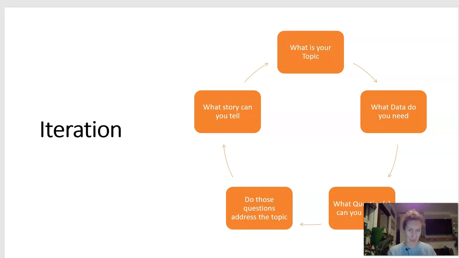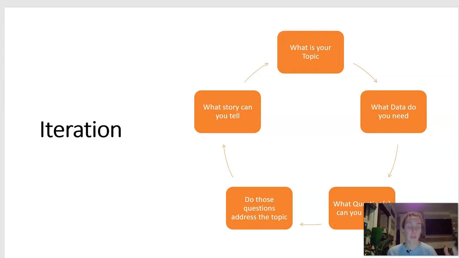Do those questions still relate to your topic? If they still relate to your topic, continue on. If not, go back. You might need to revise your topic. And finally, what story can you tell? Is there a story there? And if there's no story there, you may need to go and start the cycle again.